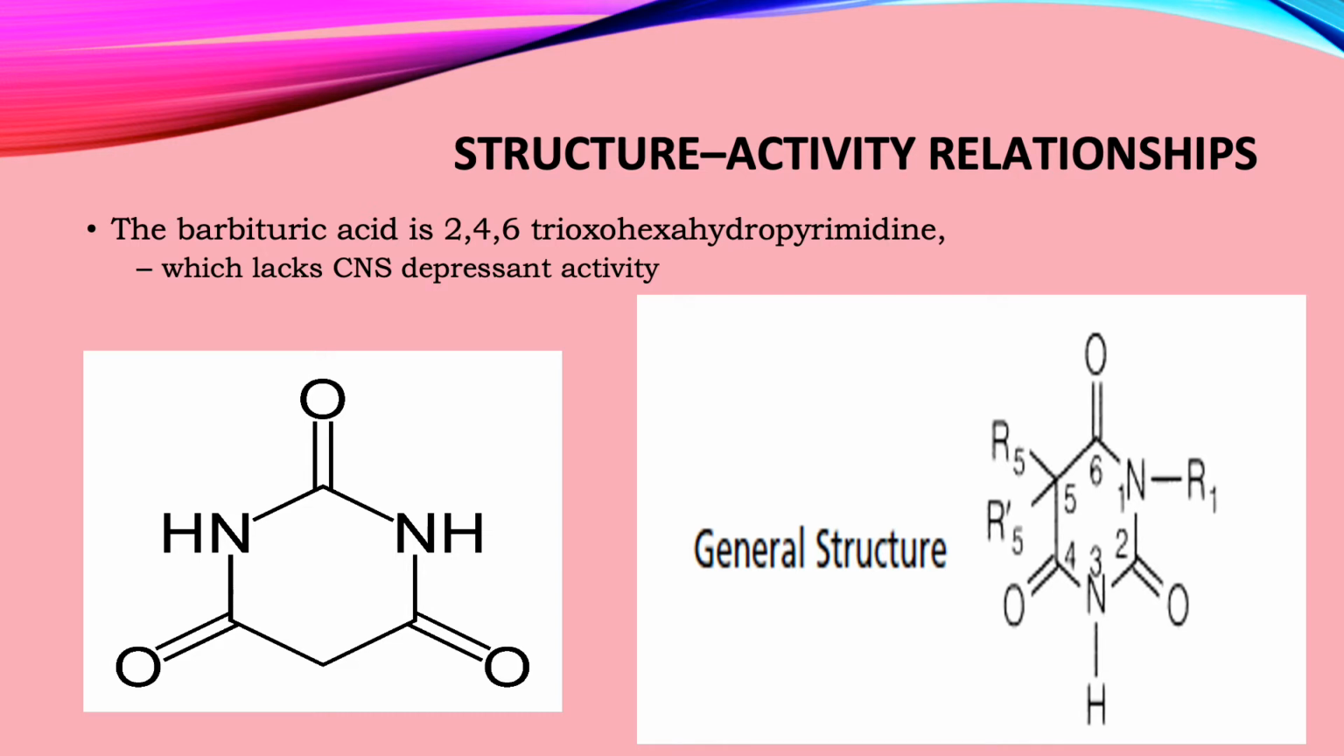The structure-activity relationship of our barbiturates depends on barbituric acid, which is also called 2,4,6-trioxohexahydropyrimidine, but it still lacks central nervous system depressant activity. However, if we replace portions on our barbituric acid, it can create the general structure of the barbiturates. Replacement of both hydrogens at position 5 with alkyl or aryl confers the activity. Both hydrogen atoms at the 5 position of the barbituric acid must be replaced.